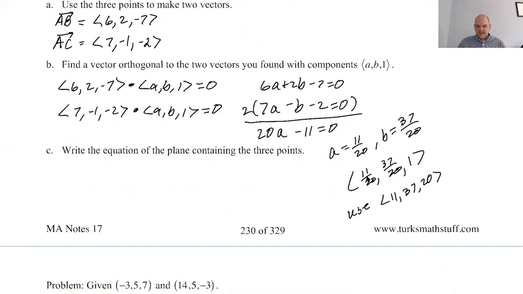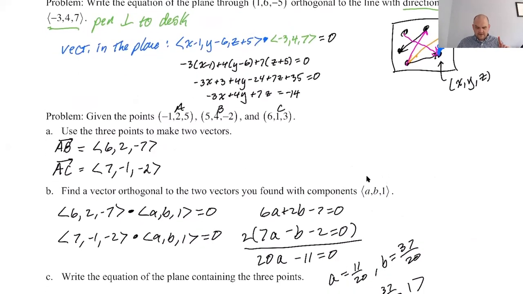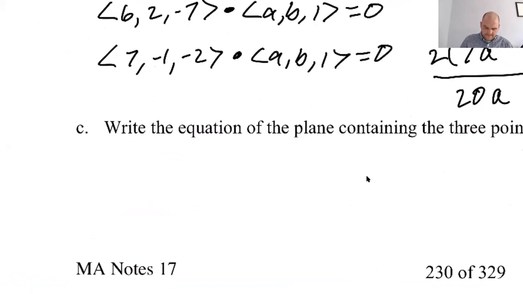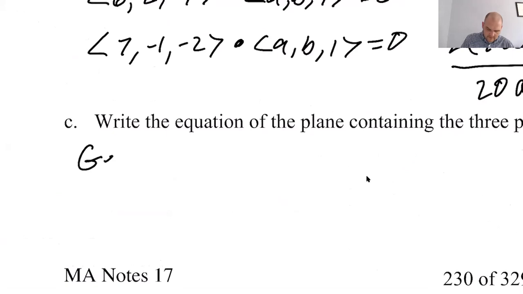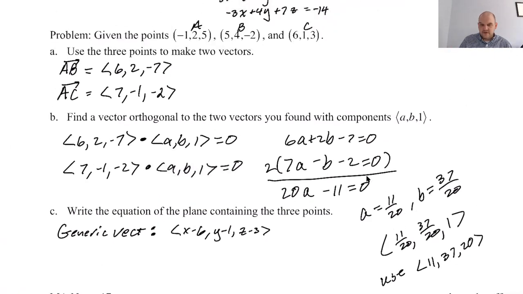All right, so I can use any of the 3 given points. I'm going to use 6, 1, 3 because they're all positive, but it doesn't make a difference. So 6, 1, 3, generic vector. This is a generic vector in the plane, it's going to be x minus, what did I say, 6, 1, 3? x minus 6, y minus 1, z minus 3. Let's check that, 6, 1, 3, okay.